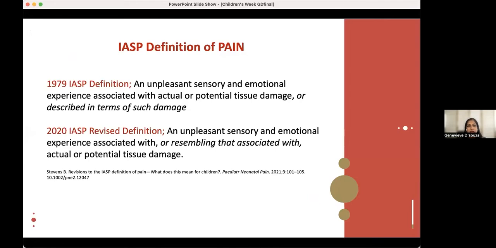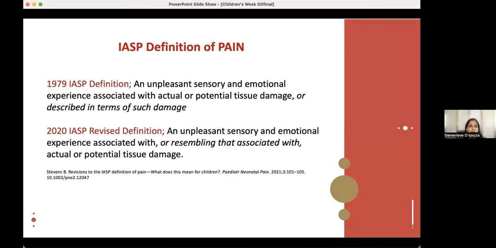The International Society for the Study of Pain had initially, in 1979, come up with a definition of pain as an unpleasant sensory or emotional experience associated with actual or potential tissue damage, or described in terms of such damage. Now, if you look at this definition, it was a little vague. There has to be actual or potential tissue damage or a description in terms of such damage. So it doesn't account for those patients where there's no visual tissue damage. This had to be revised to account for those patients who have nerve or neuropathic pain, where you cannot identify a source for damage.